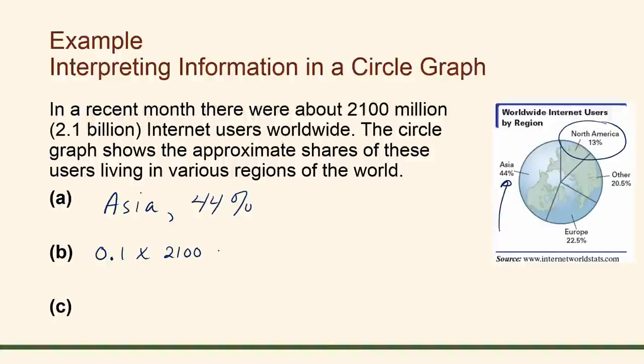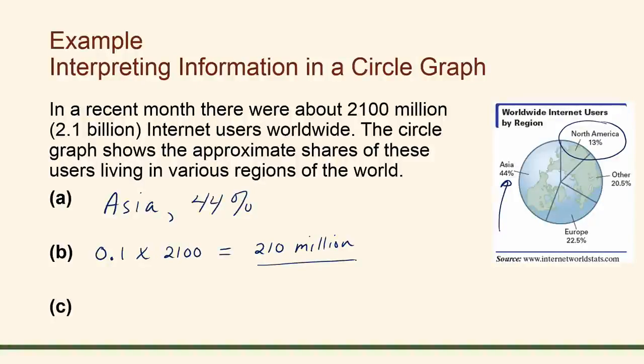10% of 2,100 is 210. So we can say that it's about 210 million users in North America. Now again, that's an approximation. This estimation underestimates the true value. Why? Because we rounded 13% downward to 10%. So again, this is an approximation.